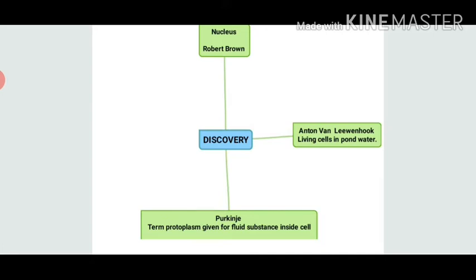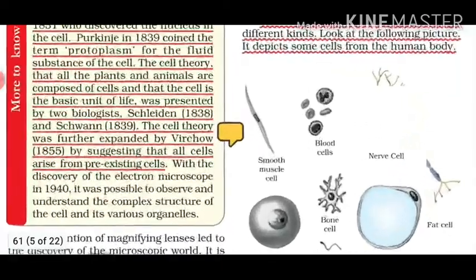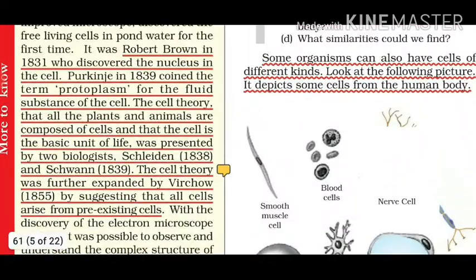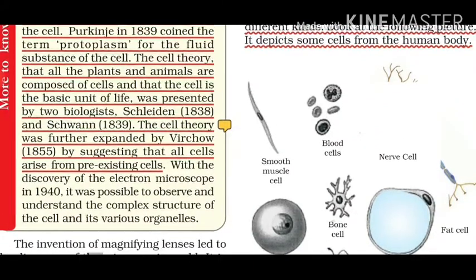Later on, cell organelles were discovered. Now we will study cell theory, which states that all plants and animals are composed of cells and that the cell is the basic unit of life. It was presented by two biologists, Schleiden and Schwann, in 1839, and was further expanded by Virchow, which suggests that all cells arise from pre-existing cells.